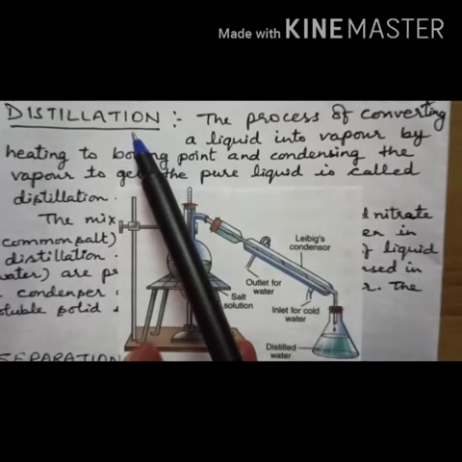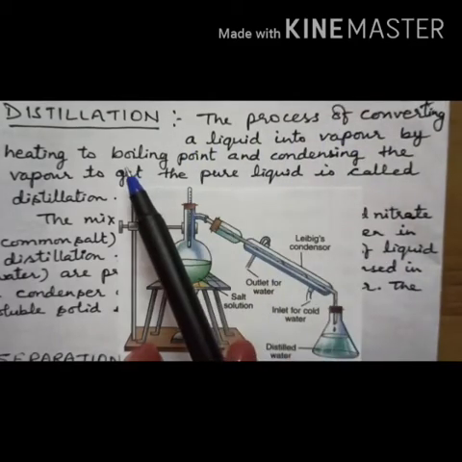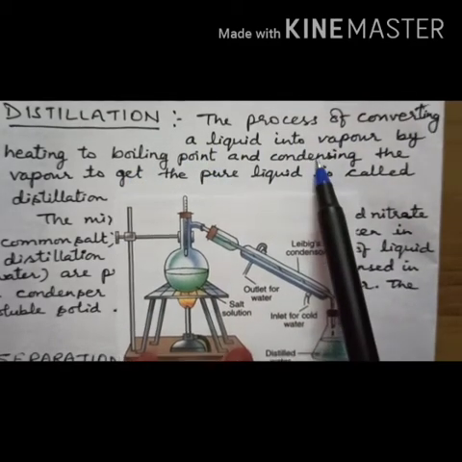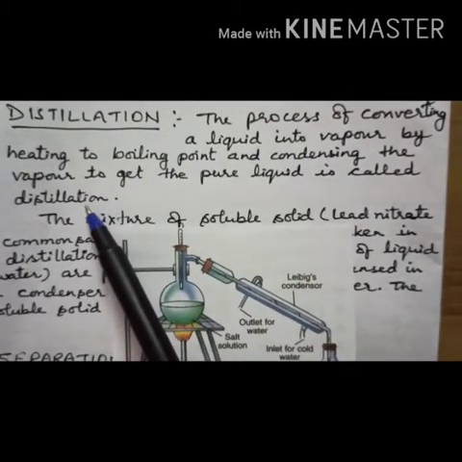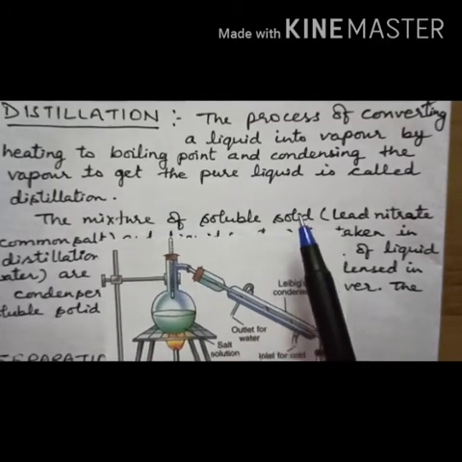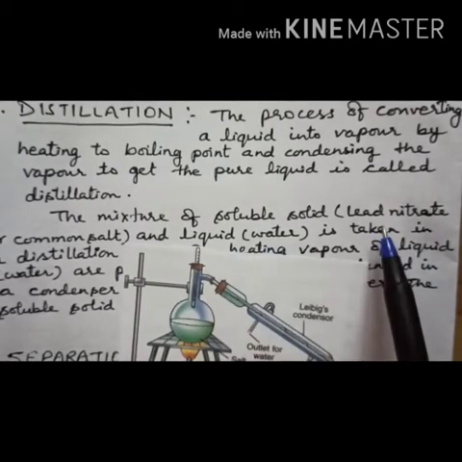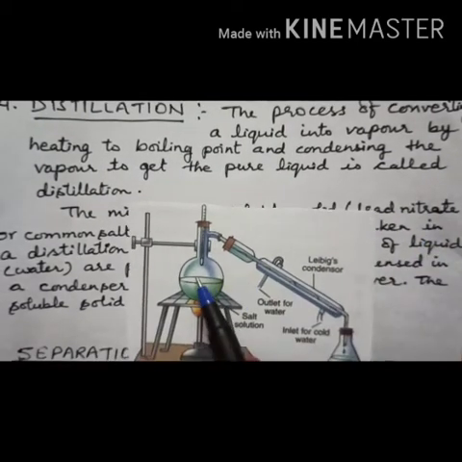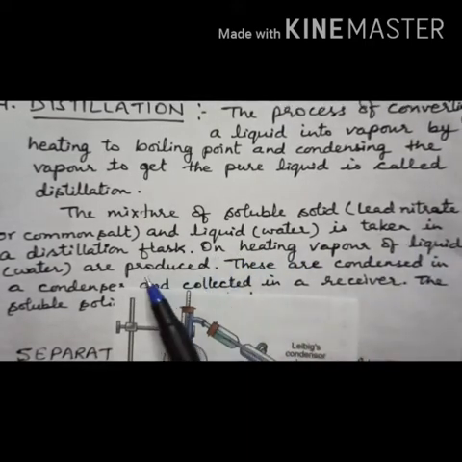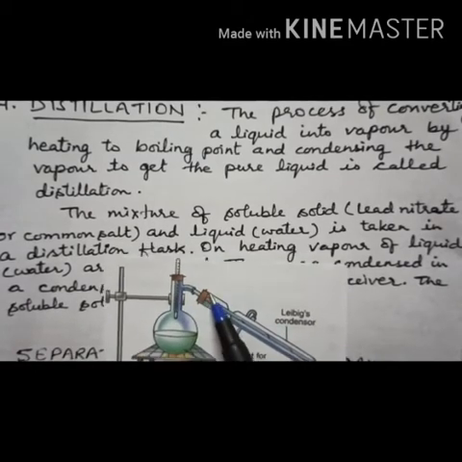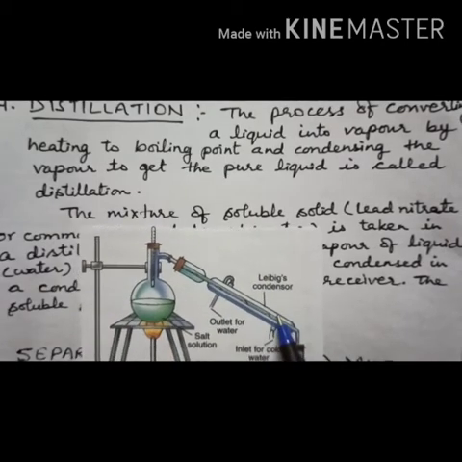The next method is distillation. The process of converting a liquid into vapor by heating to boiling point and condensing the vapor to get the pure liquid is called distillation. In this method, the mixture of a soluble solid, that is lead nitrate or common salt, and liquid is taken in a distillation flask. This is your distillation flask. On heating, vapors of the liquid, that is water, are produced. These are condensed in a condenser.